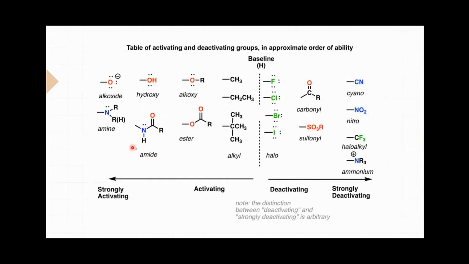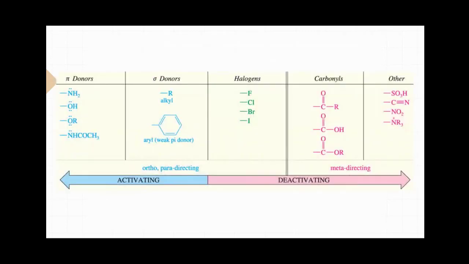Okay, and so here's the ranking of it, activators versus deactivators. Here's another graph. Halogens, although they're deactivating, are still ortho para. So these three columns would be ortho para.